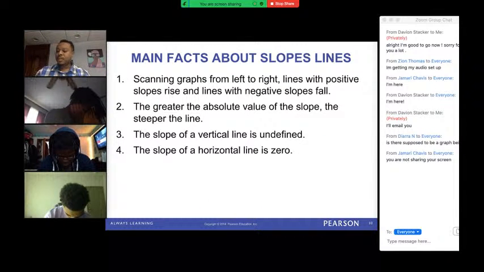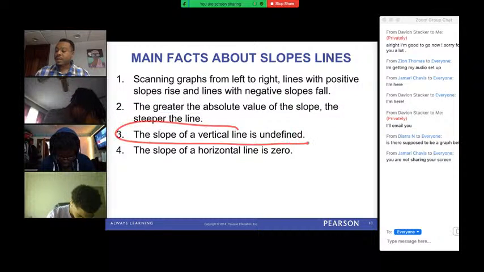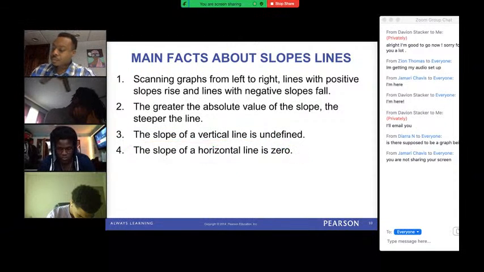Main facts about slopes of lines. As we trace a line from the left to the right, lines with positive slope rise and lines with negative slope fall. So if we trace it left to right and it goes up, that means it has a positive slope. If we trace the graph left to right and it goes down, it has a negative slope. The greater the absolute value of the slope, the steeper the line is. The slope of a vertical line is undefined, and the slope of a horizontal line is 0.